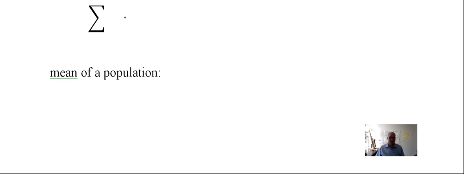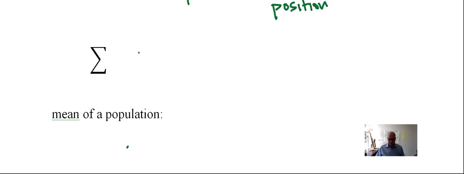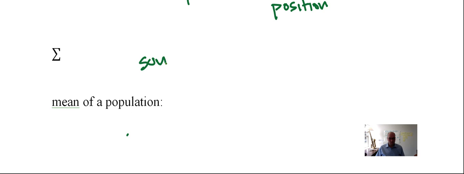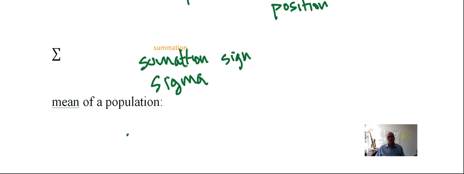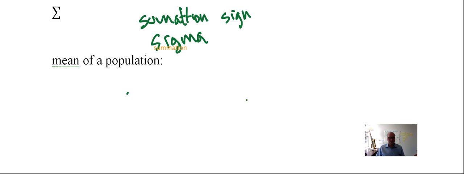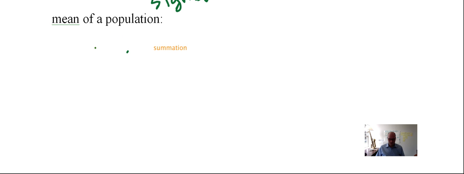So here we go. This final one is a summation sign. Summation sign is also a sigma. We're going to use this in just a second, you'll see, to sum up a whole bunch of numbers. It's just kind of like a little program that's going to go through and sum a bunch of things.